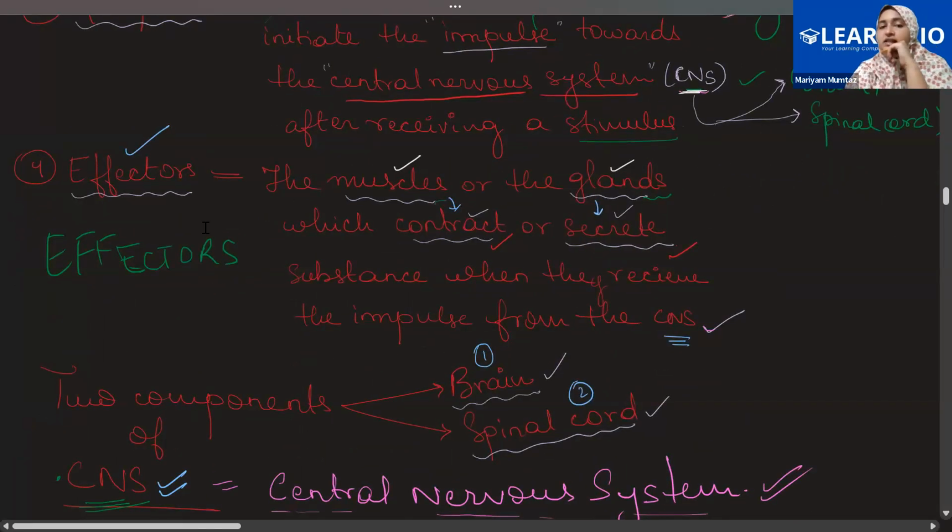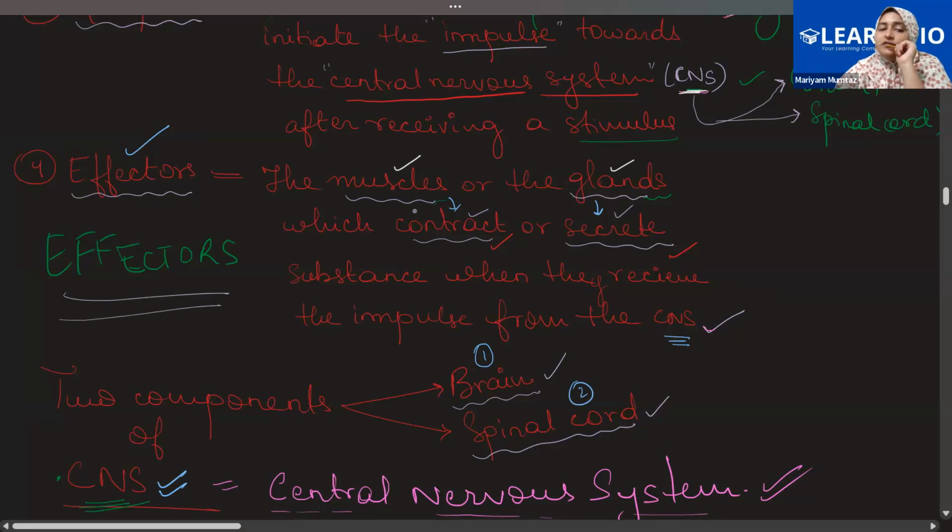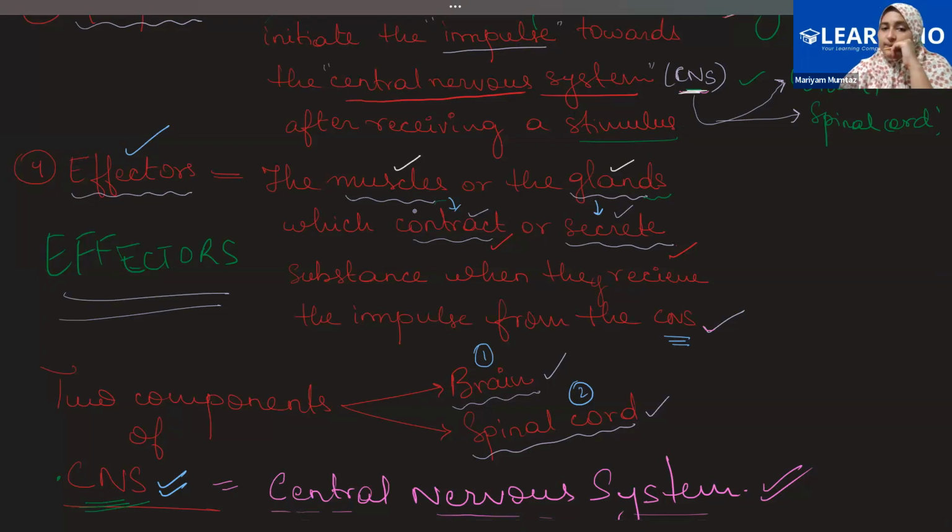Now effectors, they are the muscles or the glands. Effectors can be muscles or they can be glands. If it is a muscle, then the muscle would contract, or if it is a gland, then the gland would secrete whatever it is supposed to secrete. So, effectors are any of the things in a body that will produce a reaction or a response. And when does this happen? When they receive the impulse from the central nervous system.